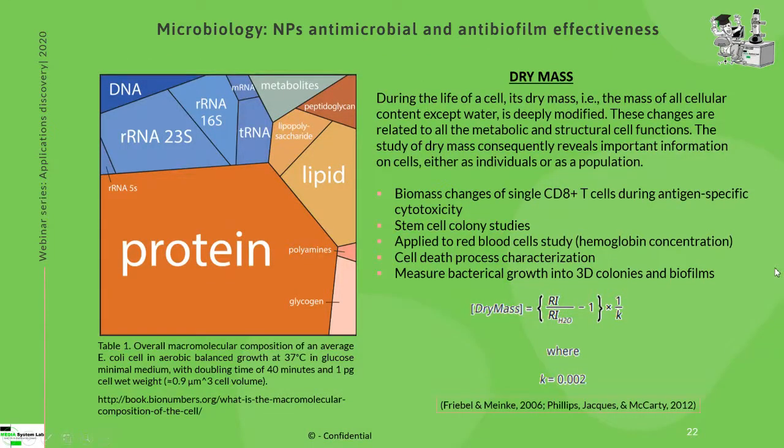Final point, as I promised you before, I'm going to talk to you about the dry mass estimation. So in this case, because we are speaking about microbiology, what is dry mass is the composition of the organism if you exclude water. So what is the weight of this bacteria if you take out the water? In this case, it is DNA, RNA, lipid, but the main part of the organism is protein.